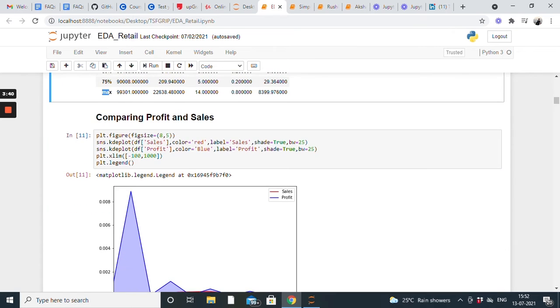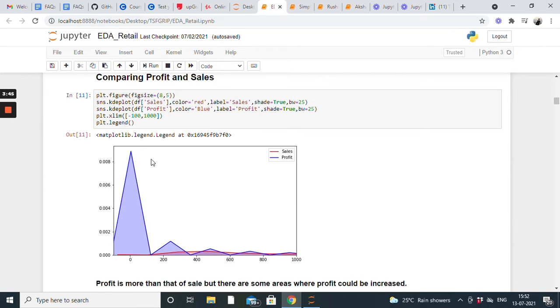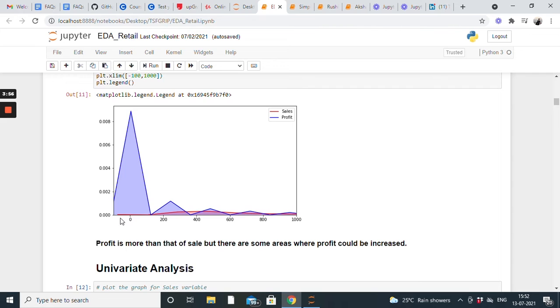First of all, we'll compare profit and sales. That will be our aim. We can compare that with the kernel density estimation plot, that is the KDE plot. I have plotted the KDE plot here, and we are seeing that profit is more than sales, because the blue line shows the profit. Profit is already more than sales, but there are some areas like this one where we have to improve, so profit could be increased.